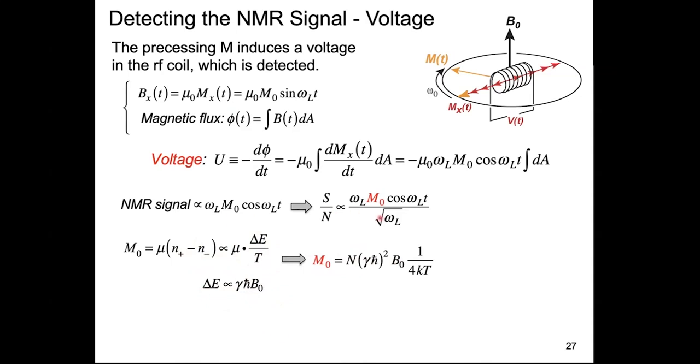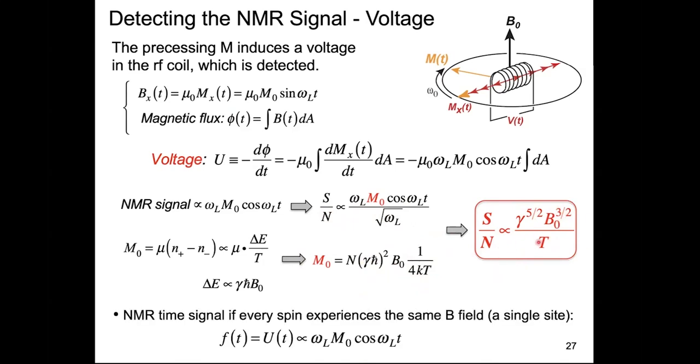If you collect all these important terms, you find that the magnetization at equilibrium is proportional to the square of gamma, the gyromagnetic ratio, and it's proportional to B0, and otherwise it's inversely proportional to temperature. So if you now plug in this M0 into the expression of the signal to noise ratio, you find that the signal to noise in NMR is proportional to gamma, the gyromagnetic ratio, to the 5/2 power. Okay, the 5/2 comes from 2 here plus the square root here. And it's proportional to B0 to the 3/2 power. And then it's inversely related to temperature. Okay, this is a fairly important proportionality to remember.